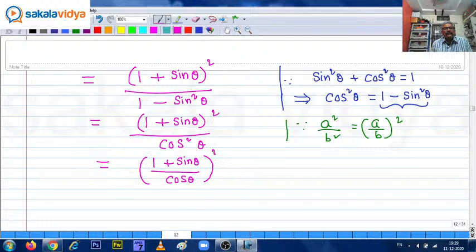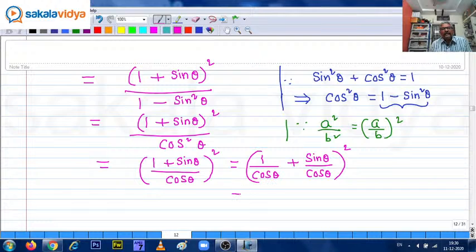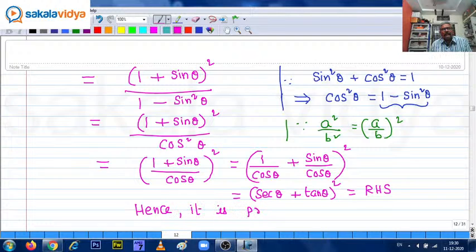Now separate the LCM. This can be written 1 upon cos theta plus sine theta by cos theta whole square. See, 1 upon cos theta is sec theta plus sine theta by cos theta is tan theta. So sec theta plus tan theta whole square. This is RHS. Hence, it is proved or it is showed.